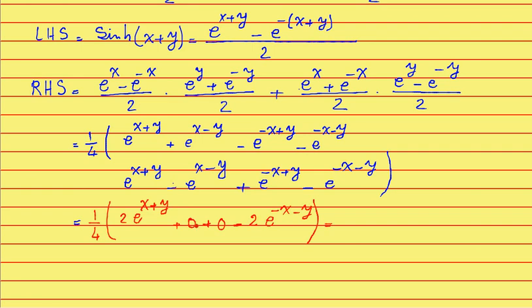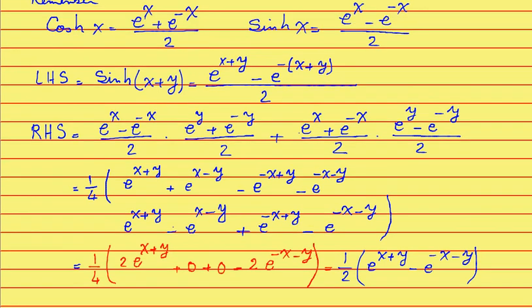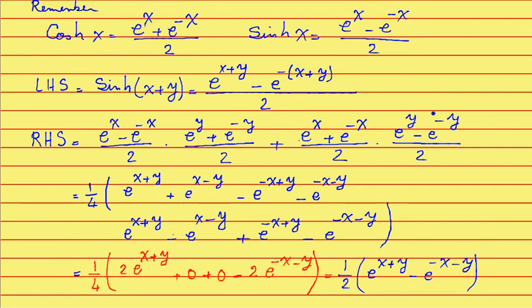Well, 2, I can factor it out, simplify by 1/4. That's going to make me 1/2 exponential of x plus y, and here is minus exponential of minus x minus y. This is essentially as far as we can go. If you want to go ahead and check the proof right now, we are done.